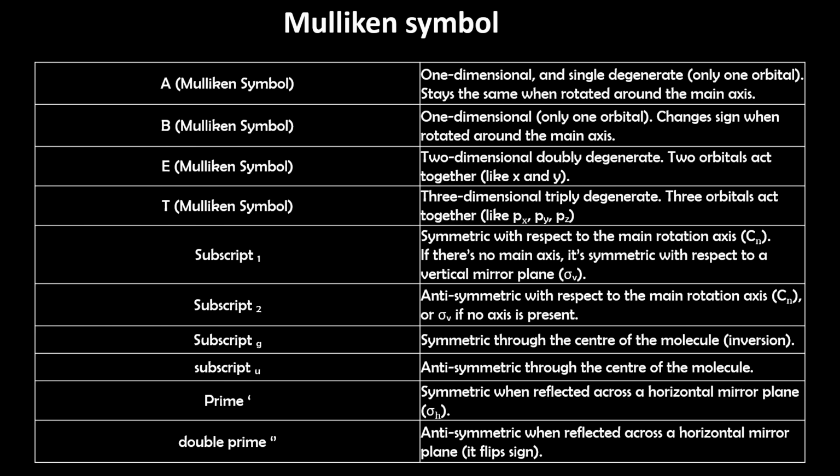For g, or gerade, it's symmetric through the center of the molecule. Or for u, which is ungerade, it's anti-symmetric through the center of the molecule. For the prime symbols, if we have 1 prime, it's symmetric when reflected across a horizontal mirror plane, or sigma h. For 2 primes, it's anti-symmetric when reflected across a horizontal mirror plane.